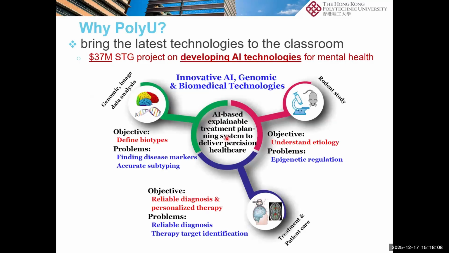So this slide shows a summary of a big grant awarded to Professor Zhang. This is a $37 million project. In this project, Professor Zhang will use different types of medical data, including genomic data and medical imaging data, to develop an AI model. The AI technology will be focusing on mental health.